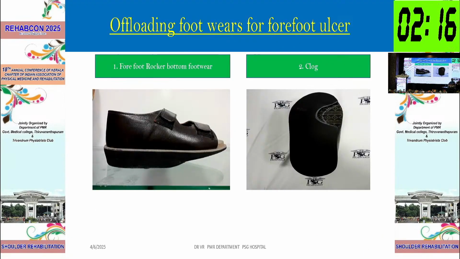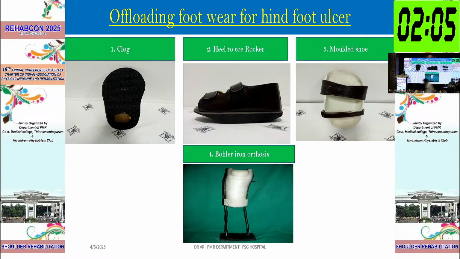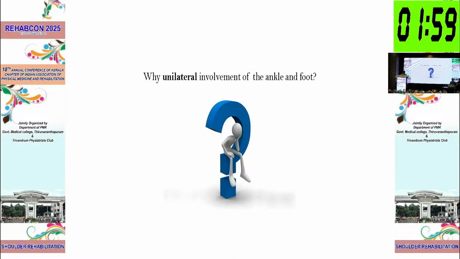So we make the following offloading footwear. For a forefoot ulcer, we have forefoot rocker and forefoot clog. For the mid-foot ulcer, we have mid-foot clog, the scooped out insole and Bohler iron orthosis. For hind-foot ulcer, we have hind-foot clog, heel-to-toe rocker, molded shoe, and Bohler iron orthosis.